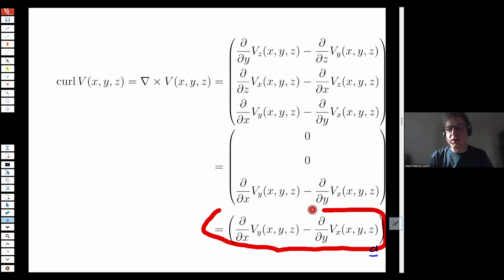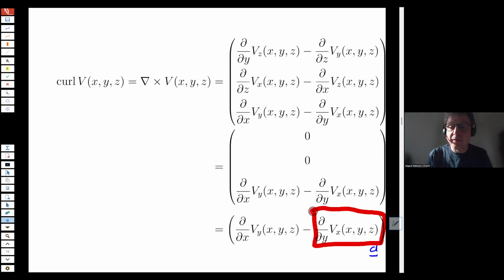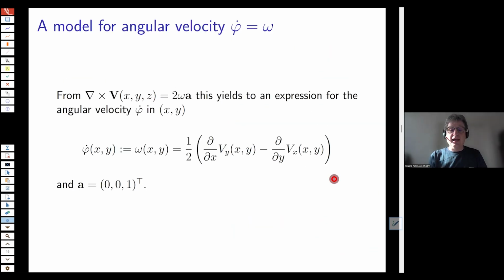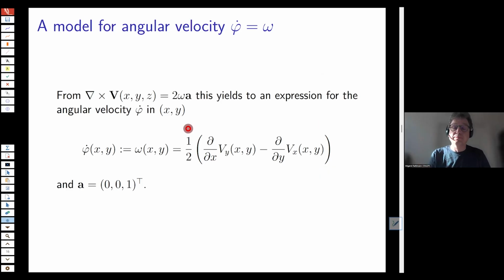And then we see, okay, if we have the vector field as an analytical expression, we can compute the partial derivatives with respect to x and y, and we have an expression for omega as a function. And at the end, I set this expression as the angular velocity in the point x, y, and I only have to handle this expression, but this we will do later on.